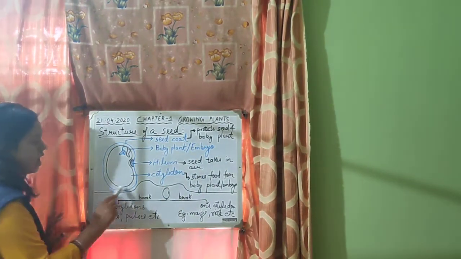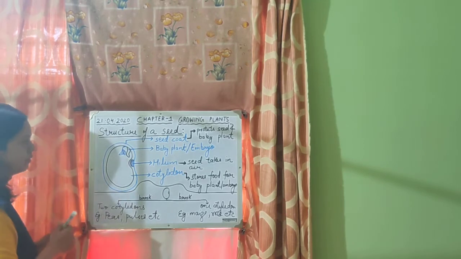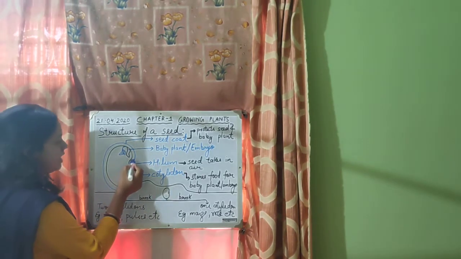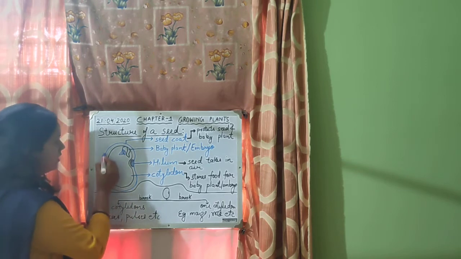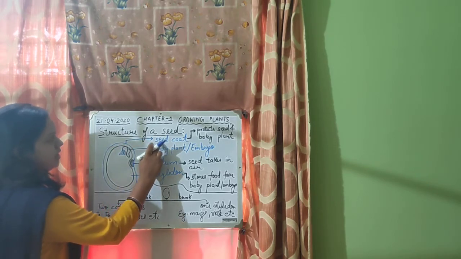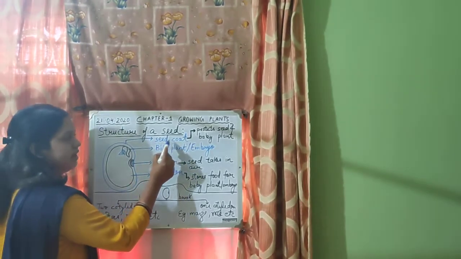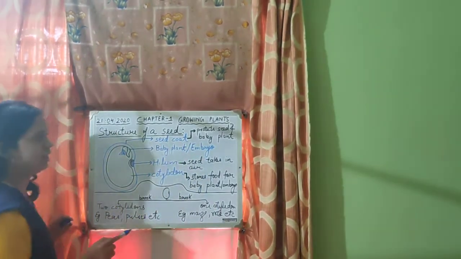So this is how a seed looks like. This is the picture of a seed. So a seed has an outer covering. Can you see this blue line? So this is the outer covering of the seed, and this outer covering of the seed is known as seed coat. What it is known as? Seed coat. Now, what is the function of this seed coat?